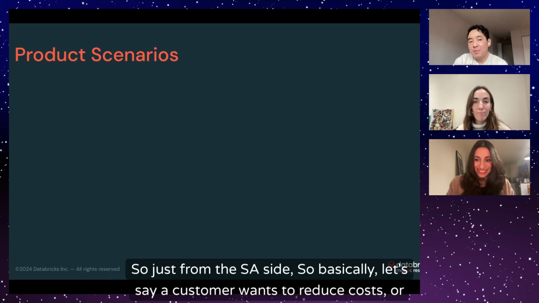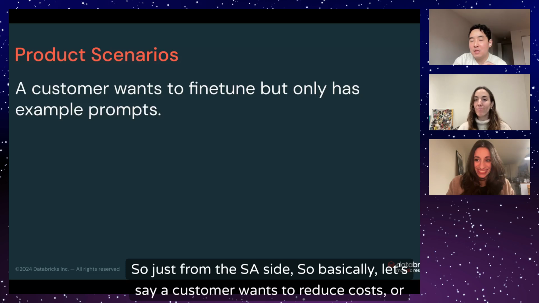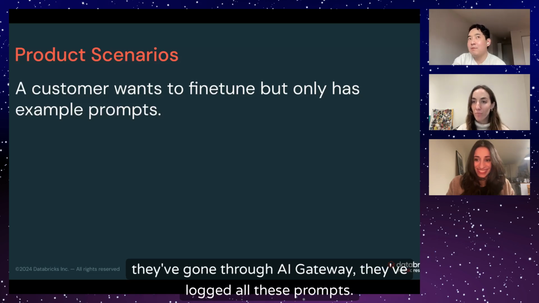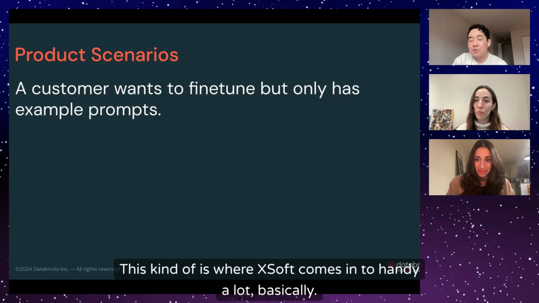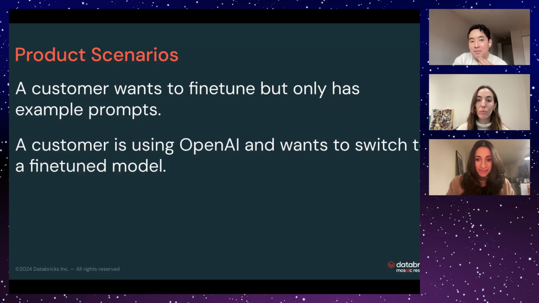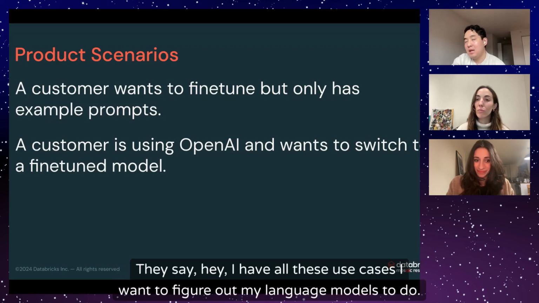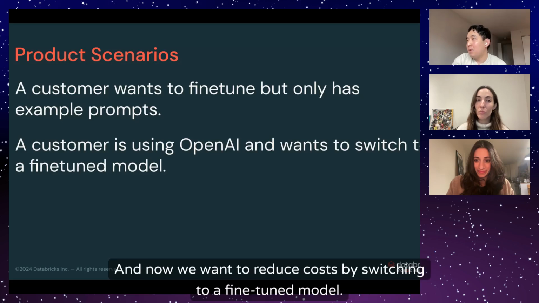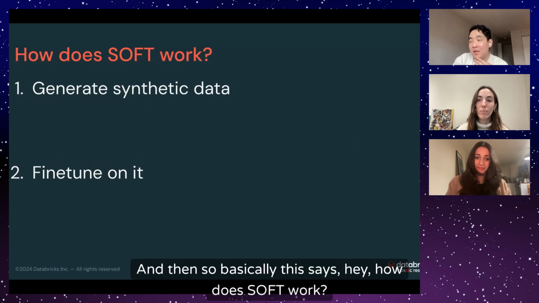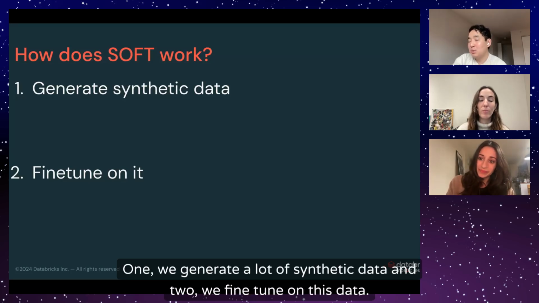And just from the SA side, yeah. So let's say a customer wants to reduce costs, or they've gone through AI Gateway and logged all these prompts. This is where SOFT comes in handy a lot. For example, customers use OpenAI a lot. They've logged all their prompts. They say, I have all these use cases I want my language models to do, and now we want to reduce cost by switching to a fine-tuned model. So how does SOFT work? One, we generate a lot of synthetic data, and two, we fine tune on this data.